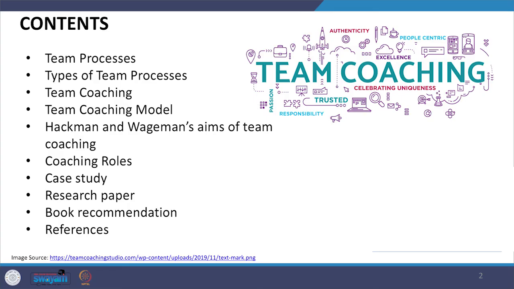In this session, we will talk about understanding the team processes in team coaching. Under this session, we will cover what the team processes are, types of team processes, the team coaching model, Hackman and Wageman's aims of team coaching, coaching roles, and as usual, the case study, research paper, book recommendations and references.